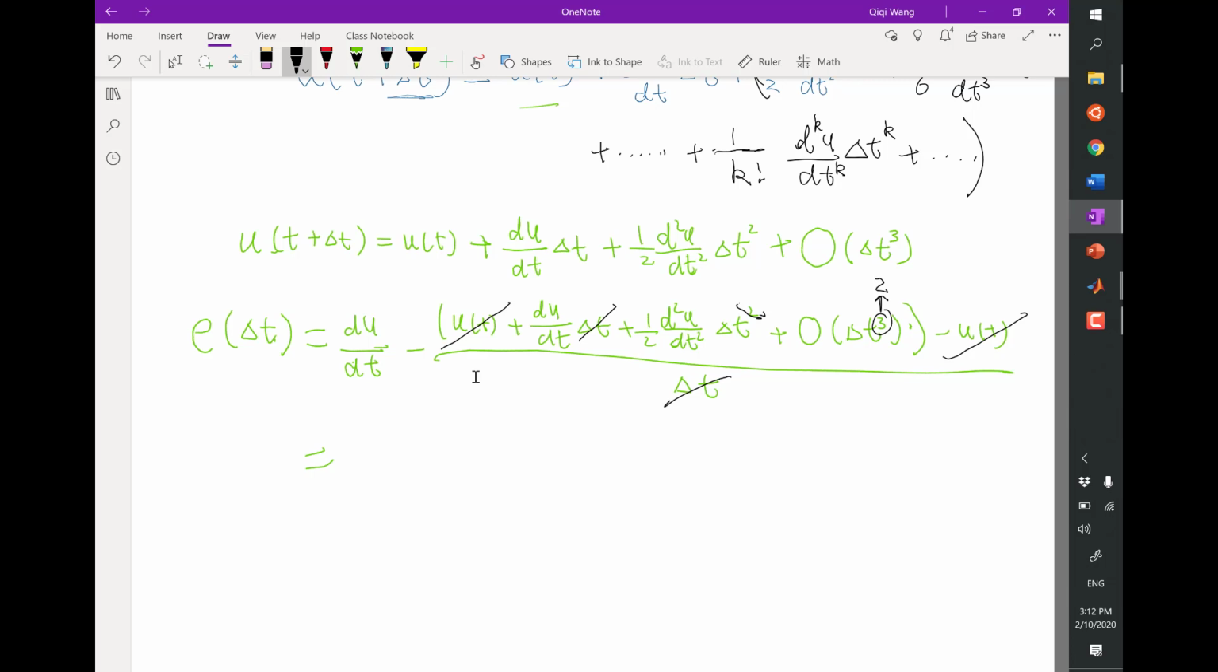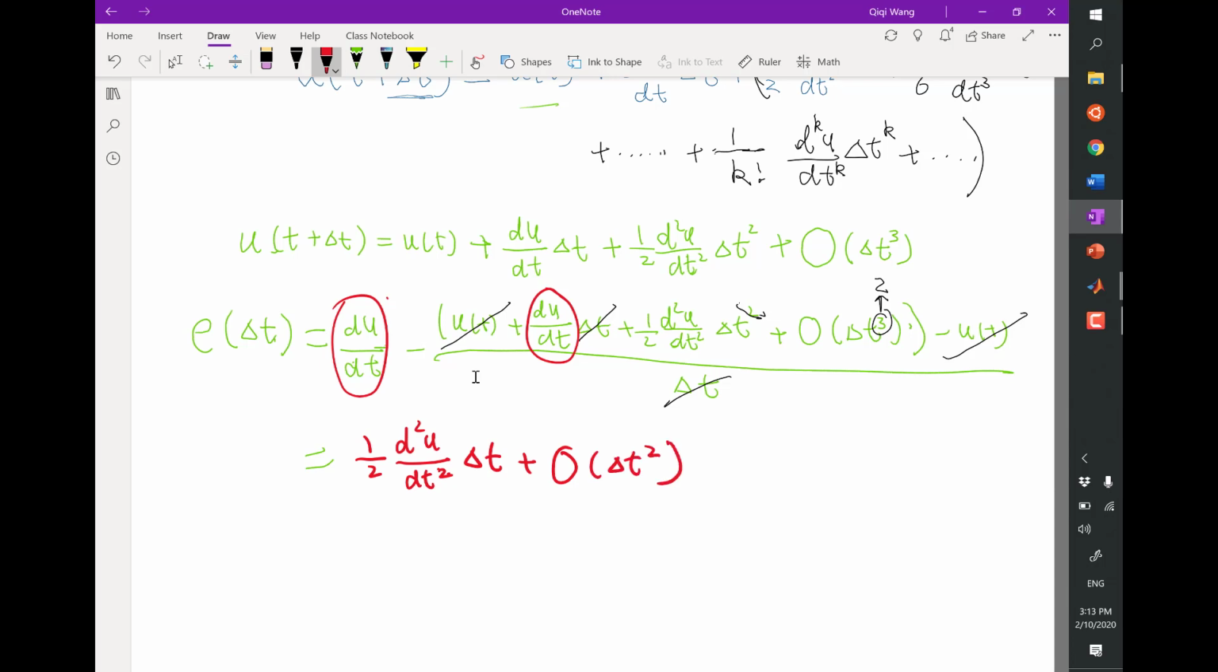Okay, so now I then also have this guy get cancelled with this, right? So what I get is half of d squared u/dt squared times delta t plus O(delta t squared). So this is what I get. I mean, this is how much error I get in forward Euler. Shouldn't that be negative, or are you just taking the absolute value? Oh, yeah. It should be negative. Thank you. Yeah. All right.